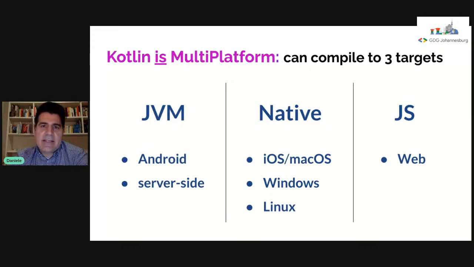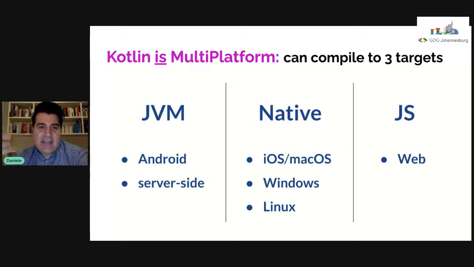Kotlin started as a JVM language, and we know that in 2017 Google announced it as a first-class language for Android, and then in 2019 it became the preferred language for Android. So definitely Kotlin started as a JVM language, but now it is progressing. Any new feature that is added now to Kotlin is added across all platforms. So we cannot define Kotlin as a JVM language anymore.